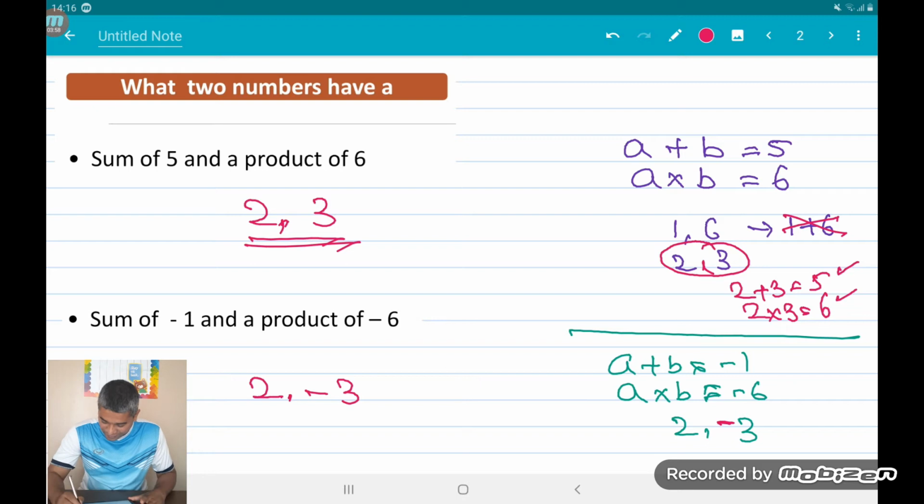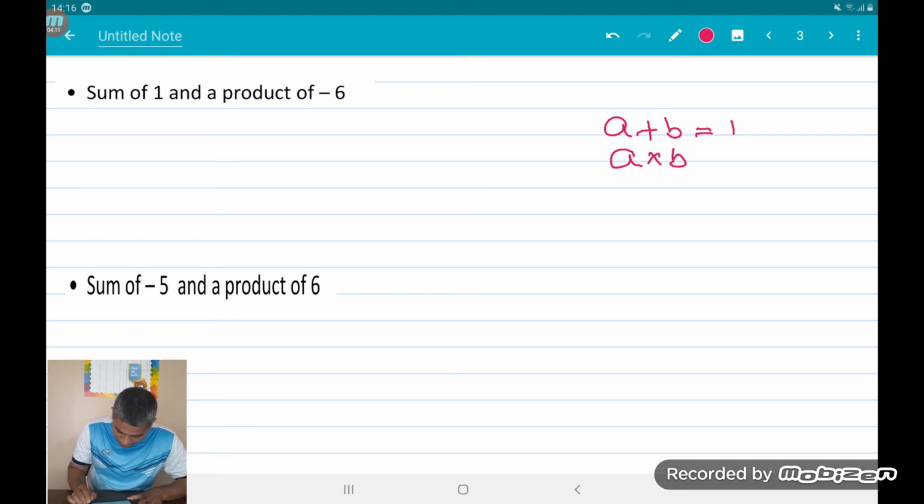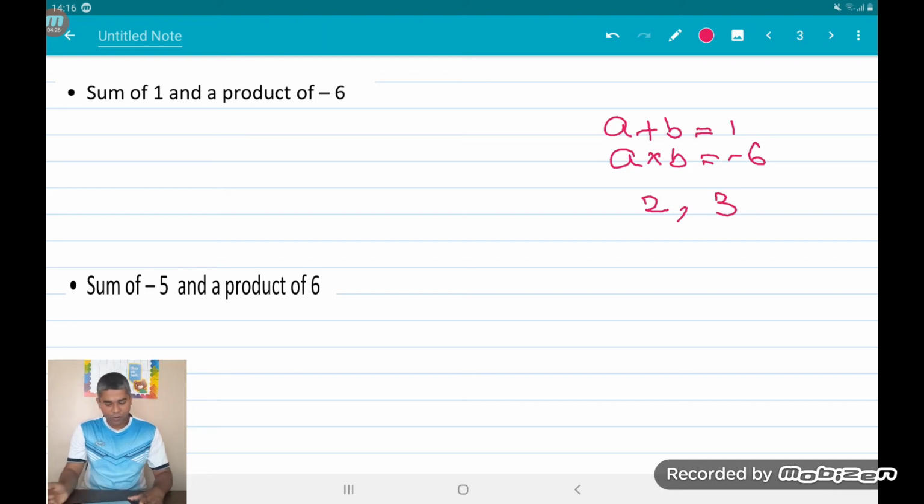Okay. Let's try some more questions like this. Sum of 1 and the product of minus 6. So I will write a plus b equal to 1, and a times b equal to minus 6. Can you find those numbers? Here just look at 2 and 3. Which one should be minus? When you add, you should be getting positive 1. Yes, so the smaller number should be minus. Minus 2 and 3.